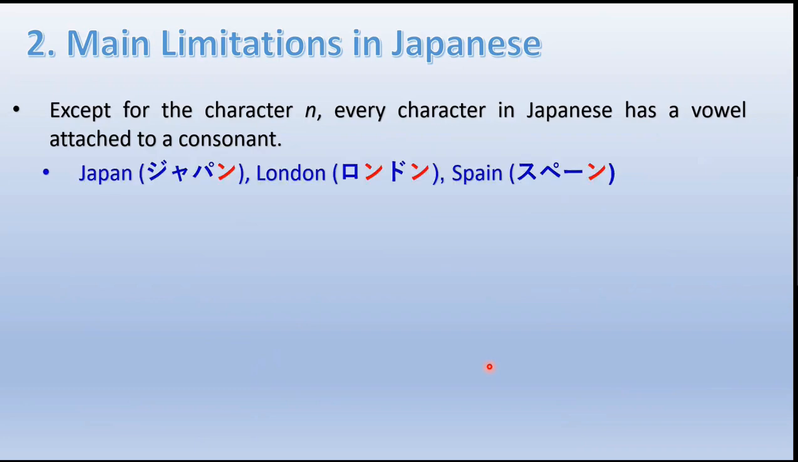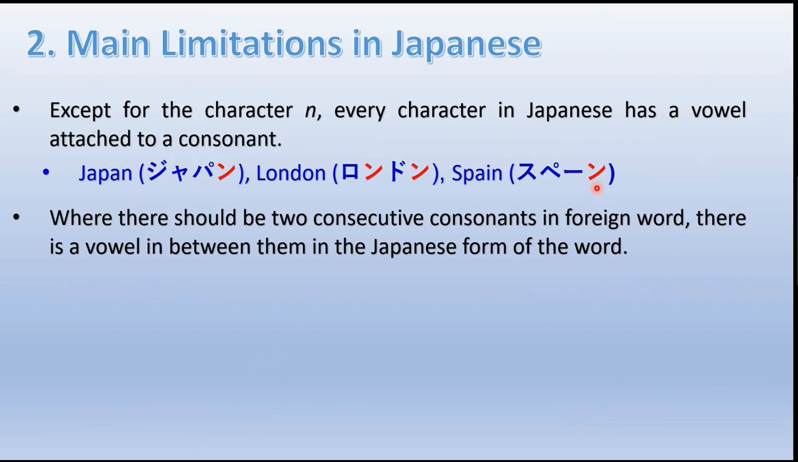So look at these three words: Japan, London, and Spain. Here we see that the N letter is not associated with a vowel sound. As we can see here, this is Japan, so N is independent here. Similarly in London, and this is Spain. So there is no vowel sound attached to these N sounds. Otherwise, in all other sounds, there is a vowel attached to the consonant in Japanese.